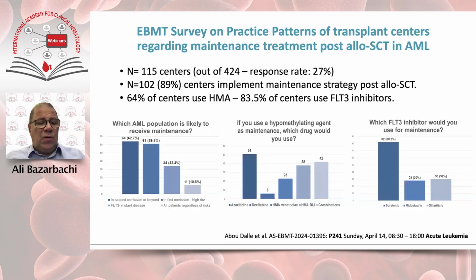Finally, I would like to finish with this EBMT survey by the EBMT Acute Leukemia Working Party on practice patterns of transplant centers regarding maintenance treatment post-allotransplant in AML. So overall, 115 centers responded to the survey, and 89% of centers, so 102 out of 115, implement a kind of maintenance strategy post-allotransplant. 64% of centers use hypomethylating agent, which is not our topic today.